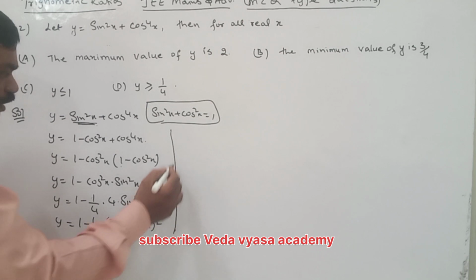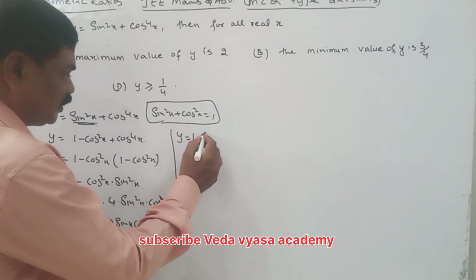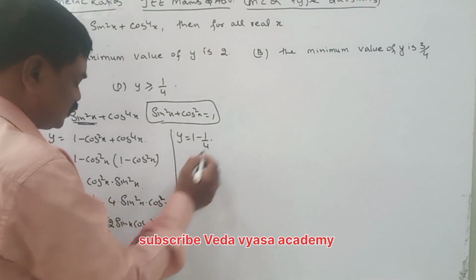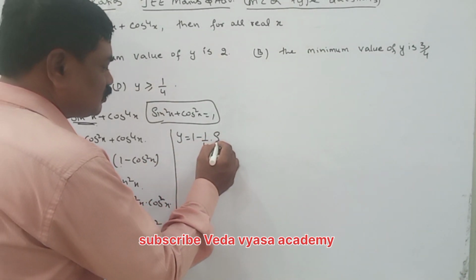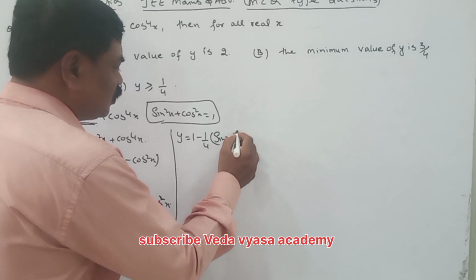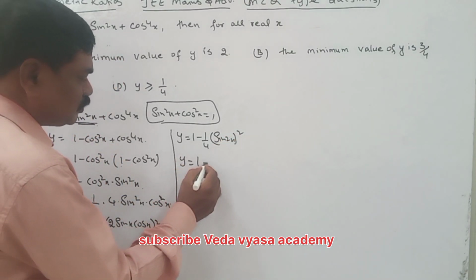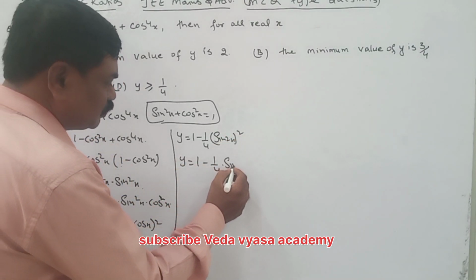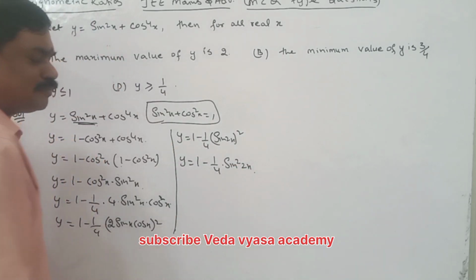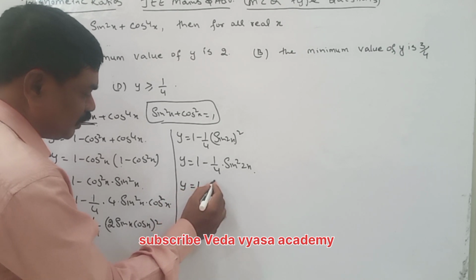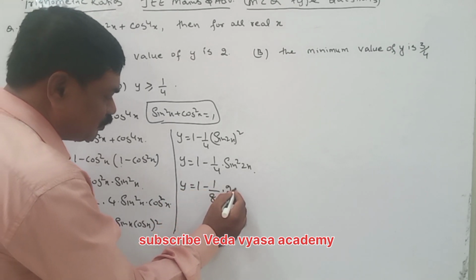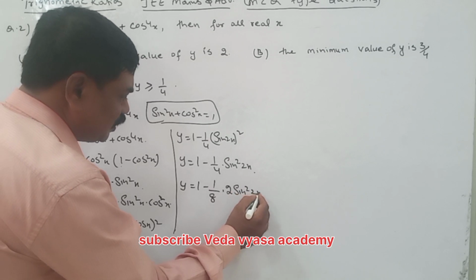But what is this one? 2 sin x cos x is equal to what? The sin 2x formula. 2 sin x cos x is equal to sin 2x. So sin 2x whole square. So y is equal to 1 minus 1/4 into sin square 2x. This can also be written as y is equal to 1 minus 1/8 into 2 sin square 2x.